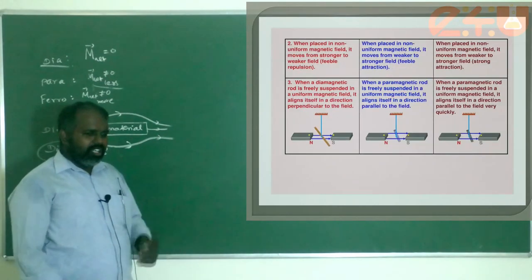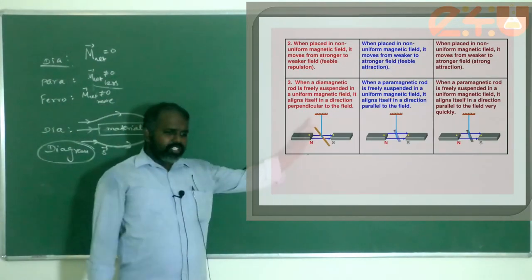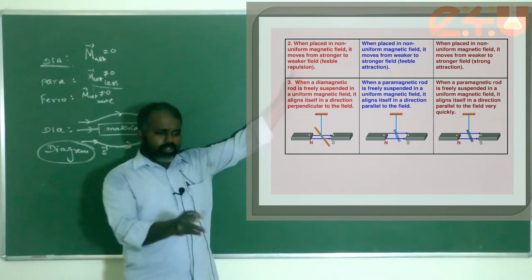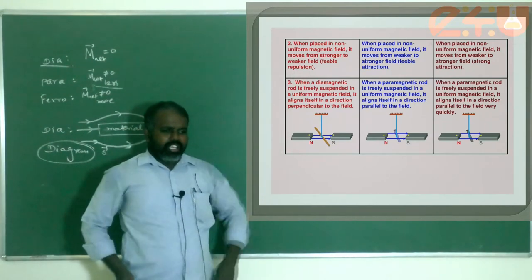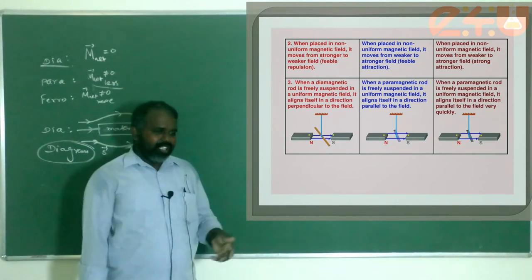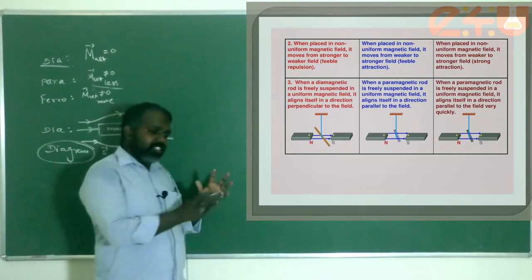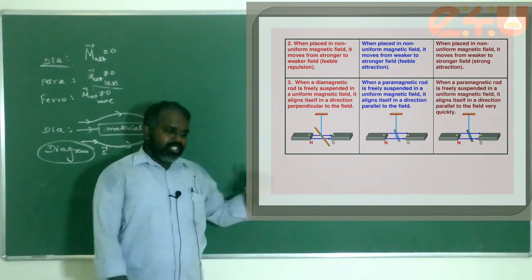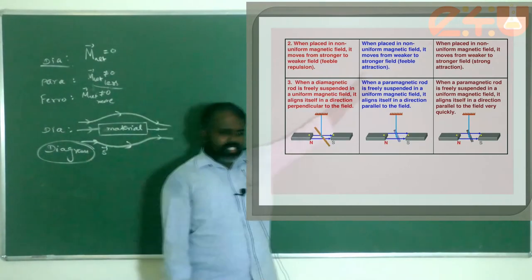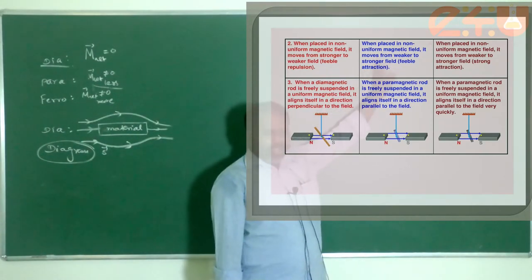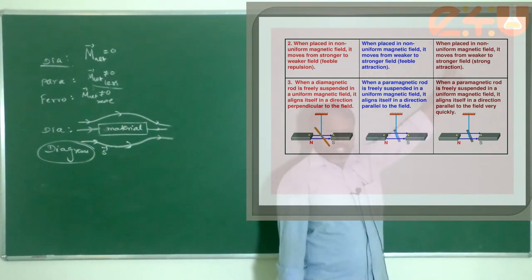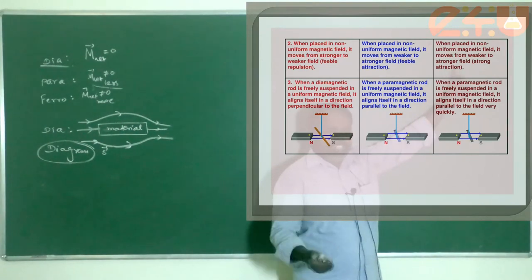Now please see another property. This first one is diamagnetic, and para and ferro, with color differences to distinguish them. When placed in a non-uniform magnetic field, the diamagnetic material moves from a stronger region to a weaker region, that means opposite to the applied magnetic field. But in the case of paramagnetic, they go from weaker to stronger region and are feebly attracted. Ferromagnetic goes from weaker to stronger, but with strong attraction.